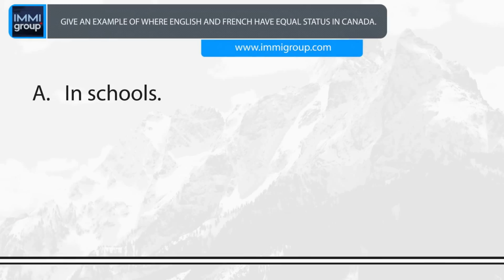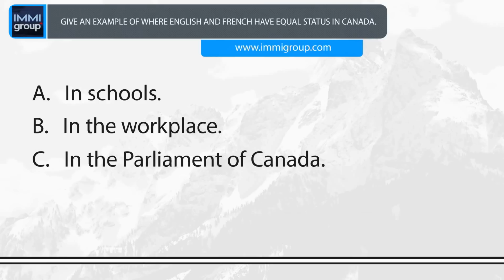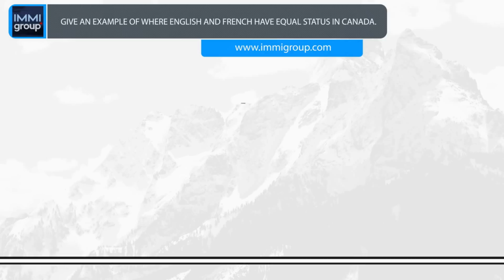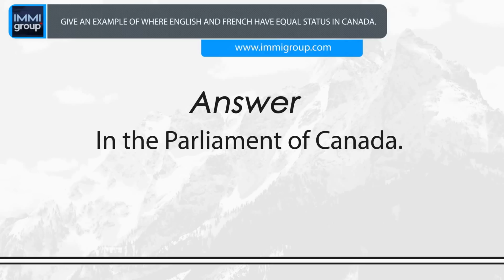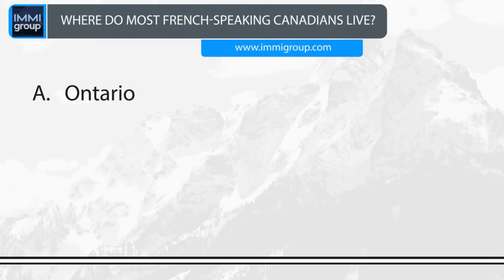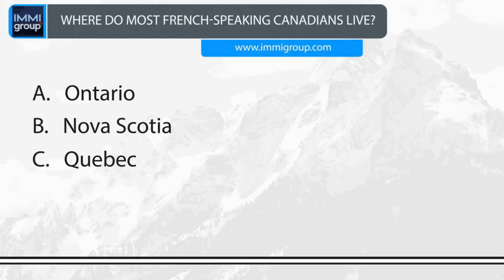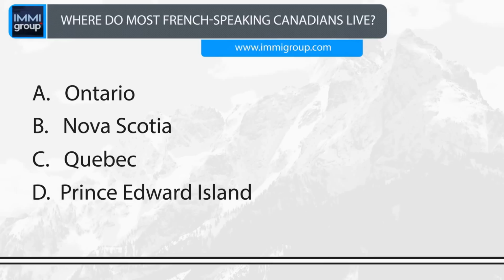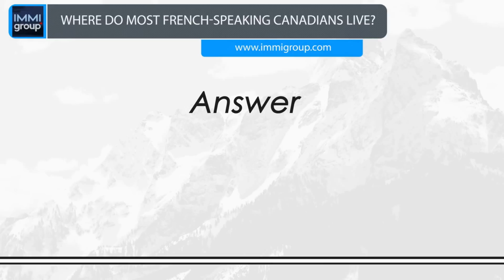A. In schools. B. In the workplace. C. In the Parliament of Canada. D. At City Hall. Answer: in the Parliament of Canada. Where do most French-speaking Canadians live? A. Ontario. B. Nova Scotia. C. Quebec. D. Prince Edward Island. Answer: Quebec.